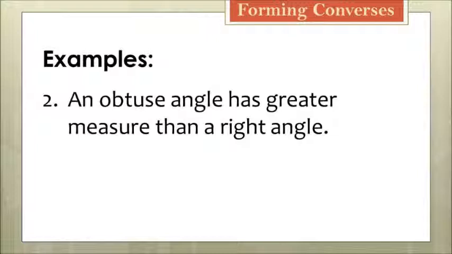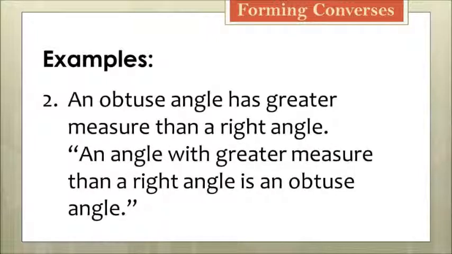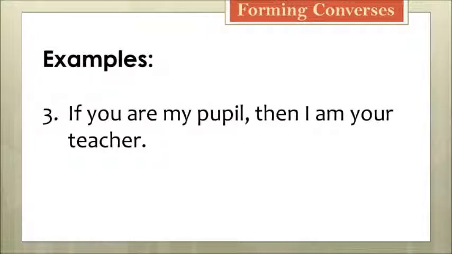An obtuse angle has greater measure than a right angle. It is in the subject-predicate form. Just remember how to get its converse. Now its converse is an angle with greater measure than a right angle is an obtuse angle. The third statement, if you are my pupil, then I am your teacher. Example number 3 is in the if-then form.